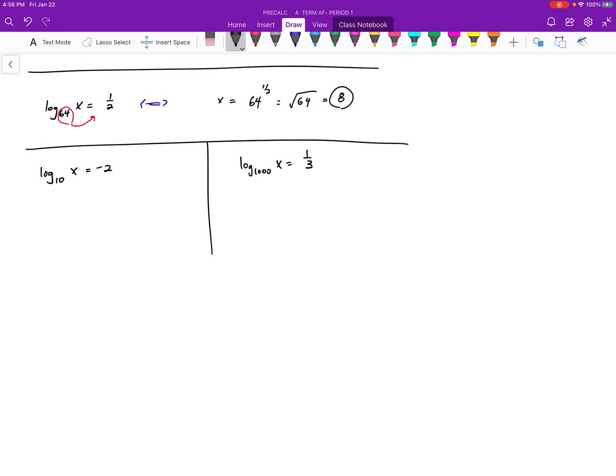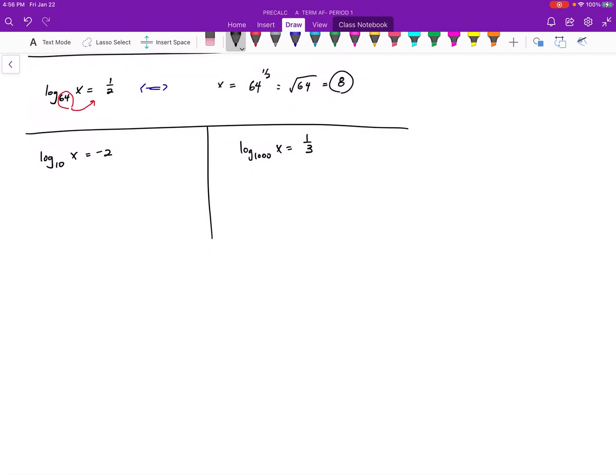And so assuming you guys have paused and come back, this is going to convert into x is equal to 10 to the negative 2, which becomes 1 over 10 squared, which is 1 over 100. Perfect. And then from here, same thing, the 1,000 comes to the other side, so now x is going to equal 1,000 to the 1/3.